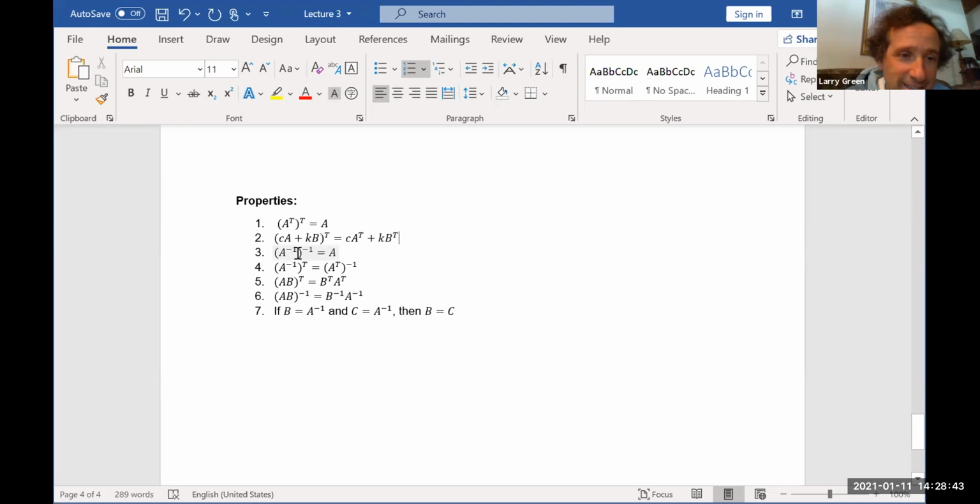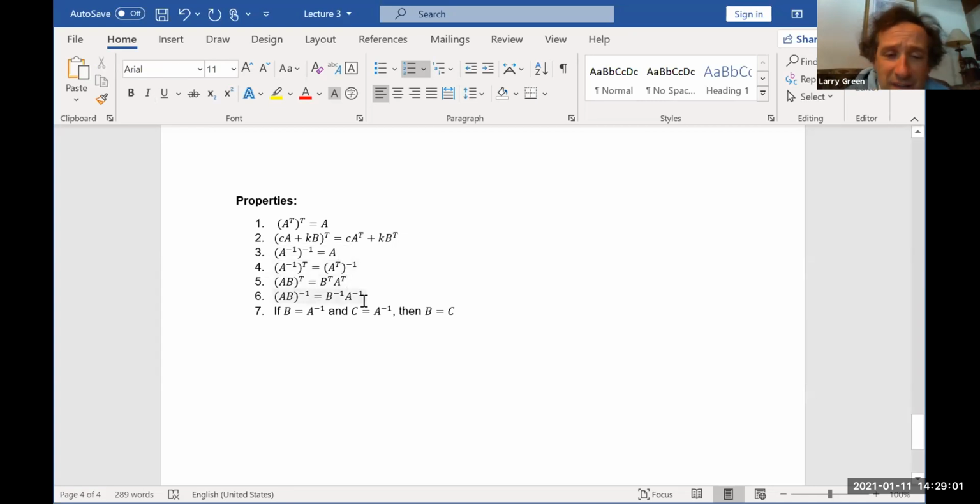Well, if I take this A inverse, and I want to find its inverse, and I say, hey, it might be A, well, let's multiply. What's A inverse times A? It's the identity, right? By definition. And if I go backwards, I get the identity. That's the proof. It's done.